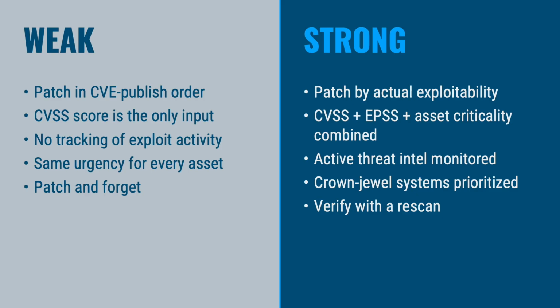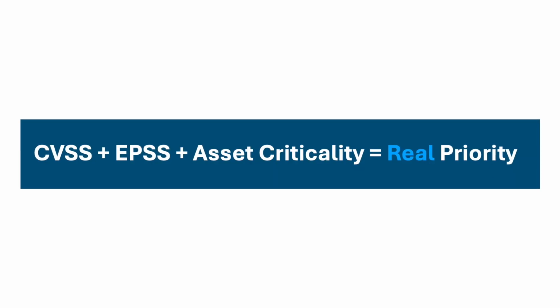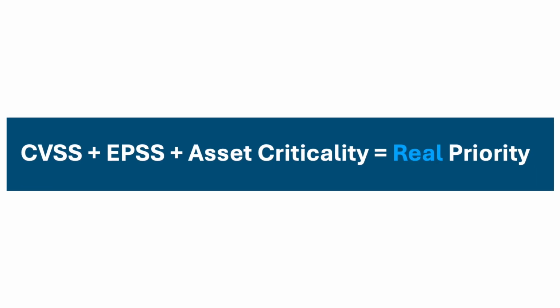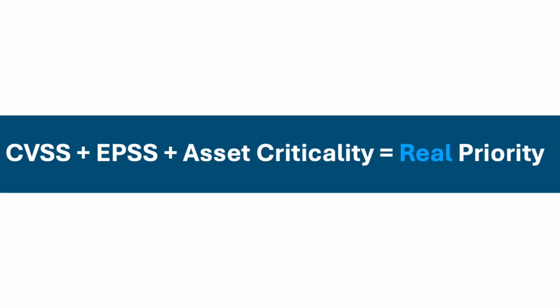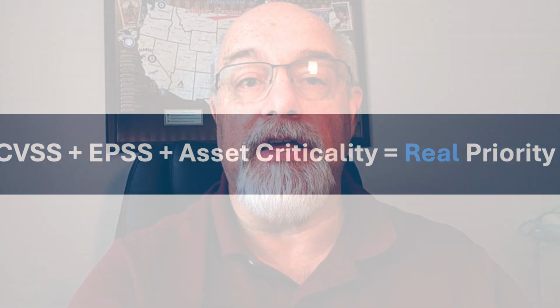So if you can't patch everything immediately, how do you choose what's first? Well, start with CVSS, but don't stop there. The Exploit Prediction Scoring System, or EPSS, uses machine learning to estimate the odds a vulnerability gets exploited in the next 30 days. That tells you what attackers are actually likely to come after. Then factor in asset criticality.